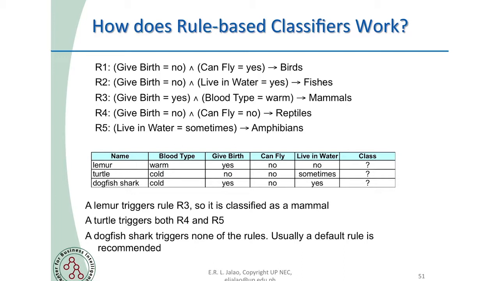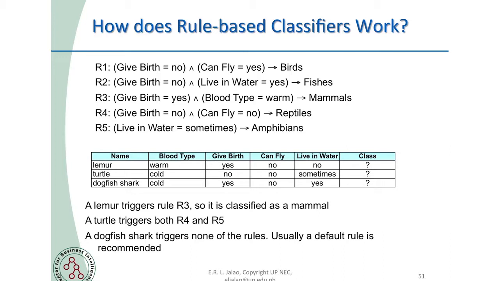So if you look at the 3 rows of data, a lemur triggers rule 3, so it's classified as a mammal. So a lemur has give birth equals yes, and blood type is warm. So hence, it's a mammal. A turtle triggers rule 4 and rule 5. So in essence, it's not a mutually exclusive rule. Okay? So to do away with that, we use prioritized rules. So if the turtle triggers rule 4 and rule 5, and rule 4 has higher priority, then we say the turtle is a reptile due to the priority of the rules.